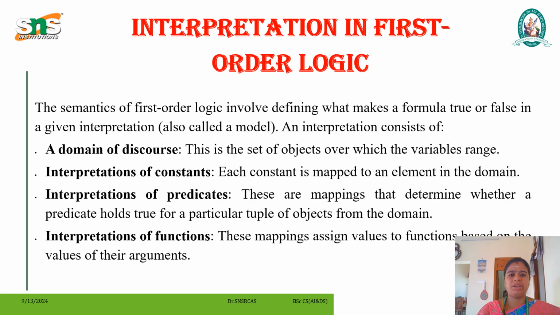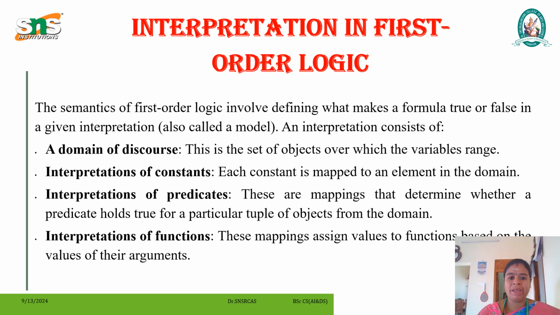Next one, interpretation in first order logic. The semantics of first order logic involves defining what makes a formula true or false in a given interpretation. It is also called a model. An interpretation consists of a domain of discourse, the set of objects over which the variables range. Interpretation of constants: each constant is mapped to an element in the domain.